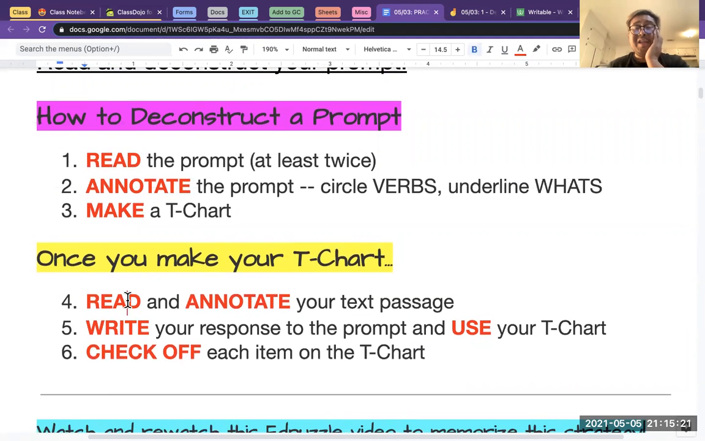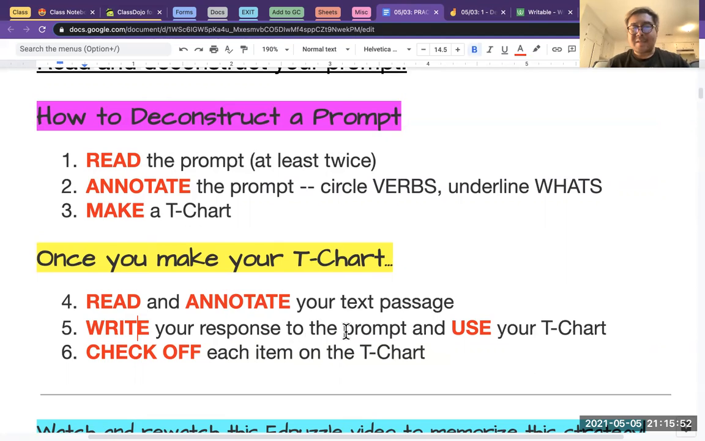That's when we read the text passage, right? And annotate it. I believe the program that you're going to be using for the state test will allow you to annotate, and I will make sure to give you that example and show it to you. So read and annotate your text passage. Do it a few times. Take notes. Make sure you understand it. Once you understand it, write your response to the prompt.